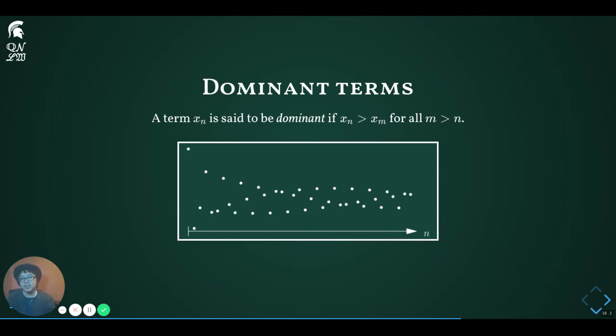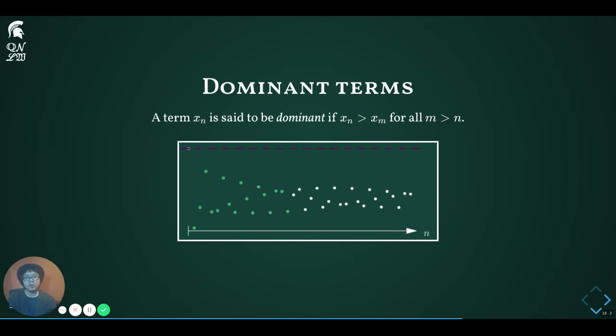The second term of this sequence appears to be the smallest value of this sequence. Since even the third term is greater than the second, we see that the second term is not a dominant term. Now let's try to find all the dominant terms.